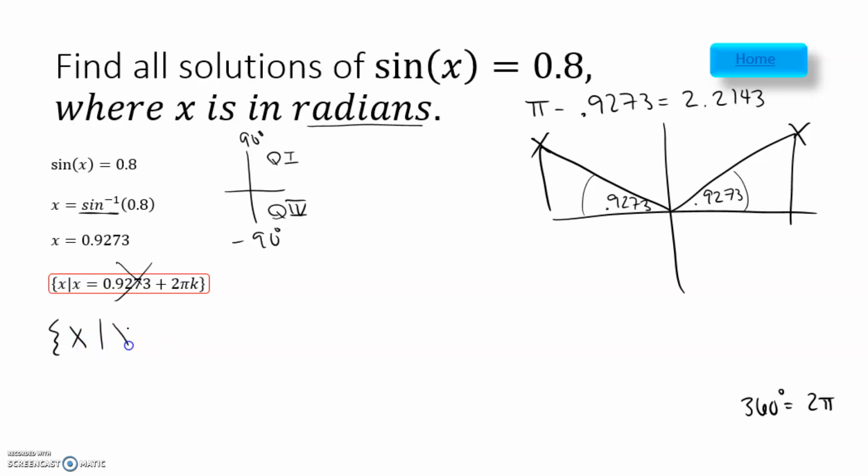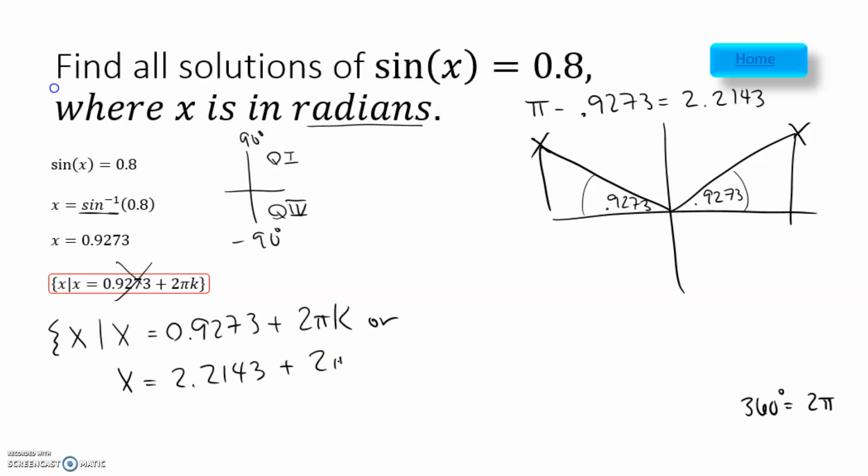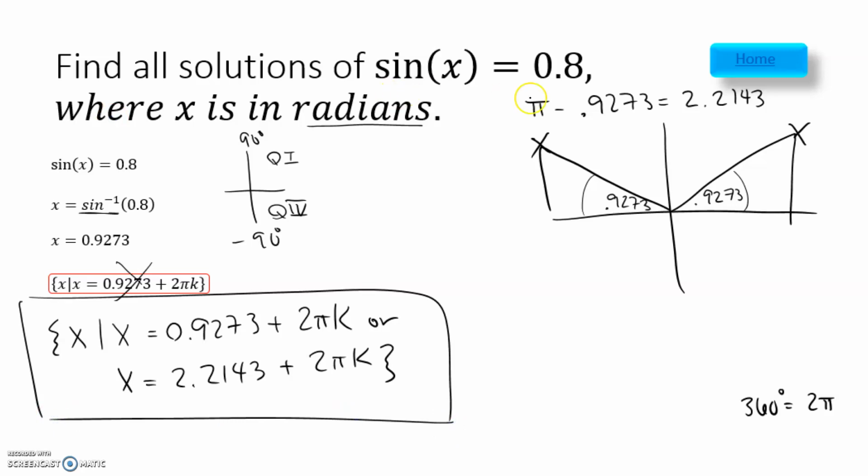So x, such that x is equal to 0.9273 plus 2 pi k, or x is equal to 2.2143 plus 2 pi k. Okay, and that would be my solution set for this equation right here.